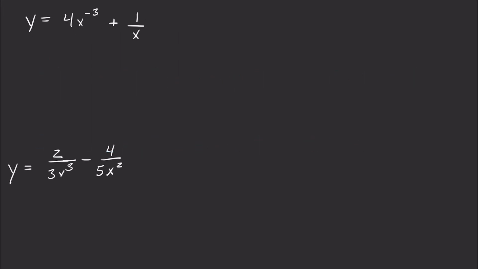Okay, our next function, we have y equals 4x to the minus 3 plus 1 over x. So our first term is pretty easy. We can take the derivative of it as it is. But the second term we want to rewrite so that it's x to some power. So if the x is on the denominator, we need to make the power negative to bring it to the top. So now we can take the derivative of each term.